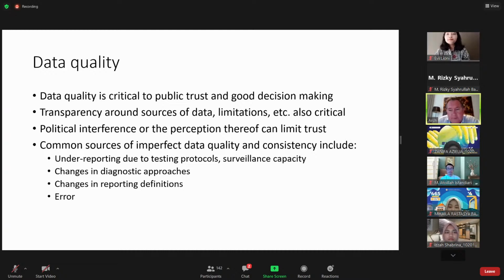And then, of course, as is the case with everything, there's an element of error. It might be diagnostic errors, it might be imperfect sensitivity and specificity of diagnostic tests, it might be errors in the application of laboratory protocols, etc. And all of these things impact on data quality. And also in systems where you've got manual uploading of data or manual transfer of data, there can be data errors as well.